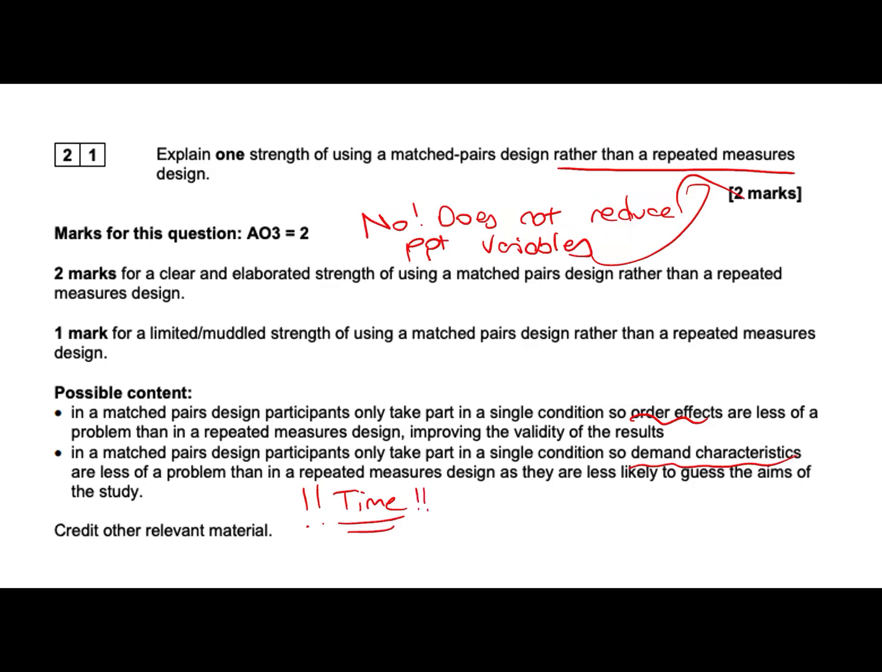However, a matched pairs design is also very time consuming because you have to do the pre-test, then you have to do the matching, then you have to do the random allocation. And that actually does take quite a bit of time to do. So I would caution you against just mentioning time without that further elaboration. You need to understand the nuance that it's not just as simple as saying matched pairs is quicker than repeated measures. You need to qualify it.